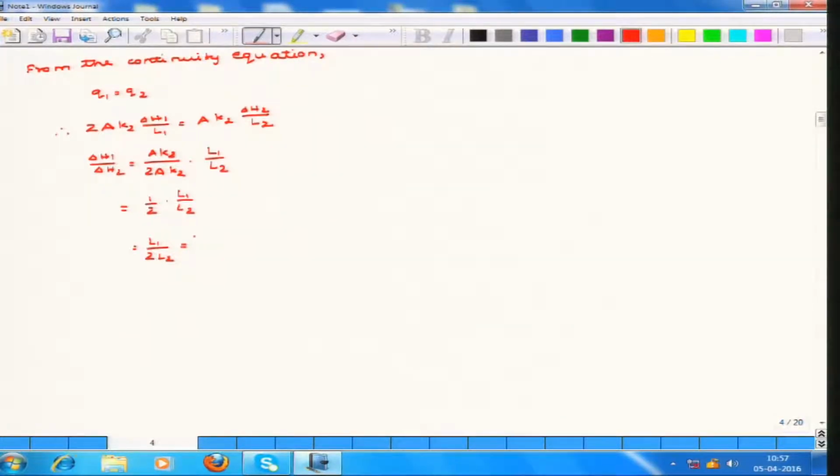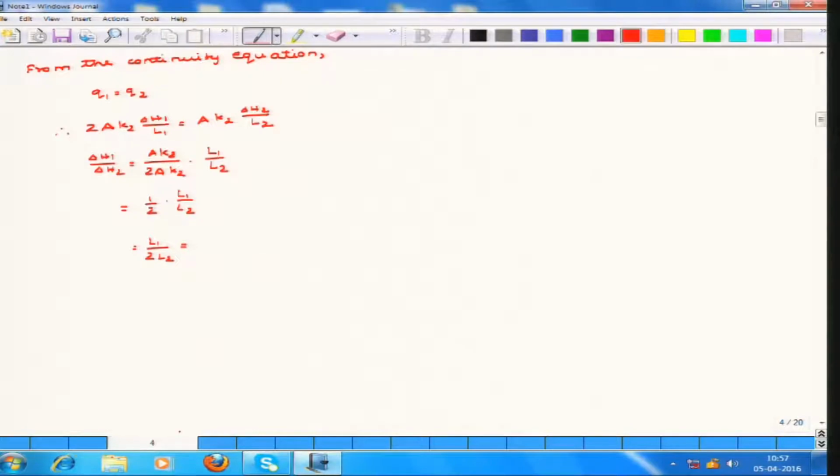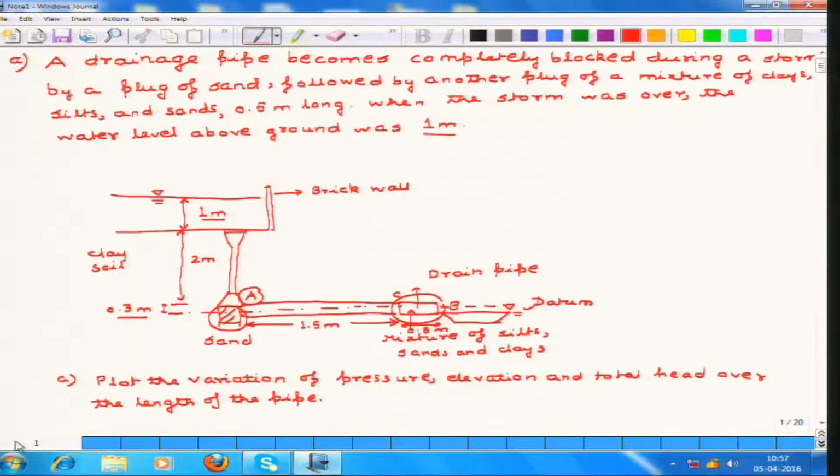Now, what is the length of L1 and L2? Let us refer back to the figure. We will see that the length of L1 is 1.5 meter, while the length of L2 is actually 0.5 meter. L1 is 1.5 meter because L1 is due to the sand, while L2 is the mixture of sand, silts and clays. So, 2 into 0.5 comes out to be 1.5. L1 is this length, due to the sand, while L2 is due to the mixture of sand, silts and clays, this mixture. So, basically it is 1.5 meter.